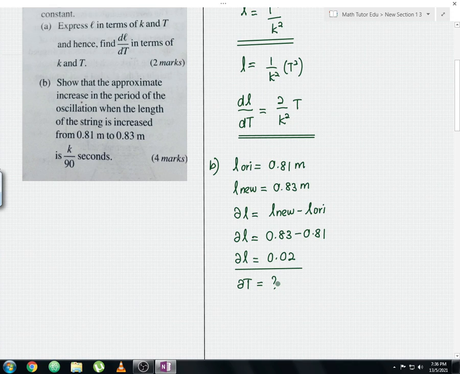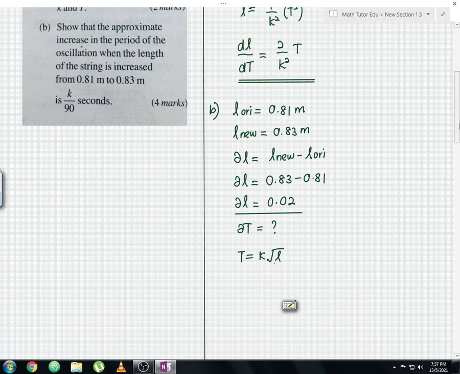So from here, we're going to write the original equation given by the question, where t is equal to k square root L. In this case, t stands for the period, k is the constant, and square root L is the length of the string. So this is the pendulum equation guys. From here, let us perform the differentiation. We're going to differentiate t with respect to L for question part B.